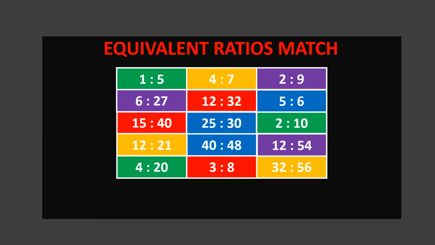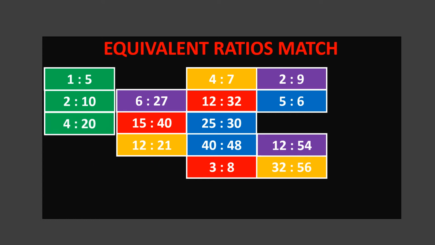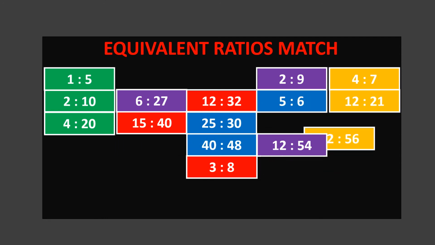Now that we have found all the answers, let's categorize it with colors. 1 is to 5, 2 is to 10, and 4 is to 20 are equivalent. When we multiply 1 is to 5 with 2, we will get 2 is to 10. If we multiply 1 is to 5 with 4, we will get 4 is to 20. So they are equivalent ratios. 4 is to 7, 12 is to 21, and 32 is to 56. If you multiply 4 is to 7 with 3, you will get the second ratio 12 is to 21. If you multiply 4 is to 7 with 8, you will get 32 is to 56. So they are also equivalent ratios.